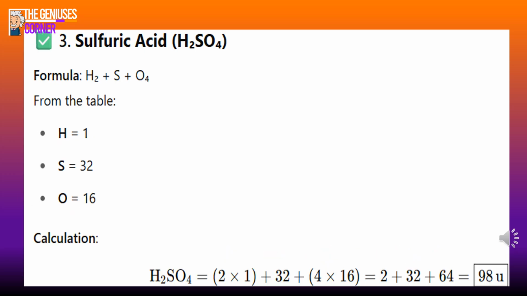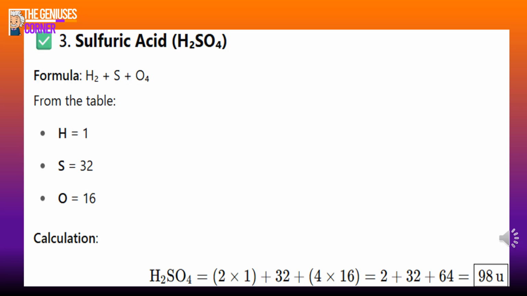Even for a complicated compound like sulfuric acid, or H2SO4, we still do the same thing. There's hydrogen, there's sulfur, there's also oxygen. The molar mass of hydrogen from your periodic table is 1. The molar mass of sulfur from your periodic table is 32. And the molar mass of oxygen from your periodic table is 16.